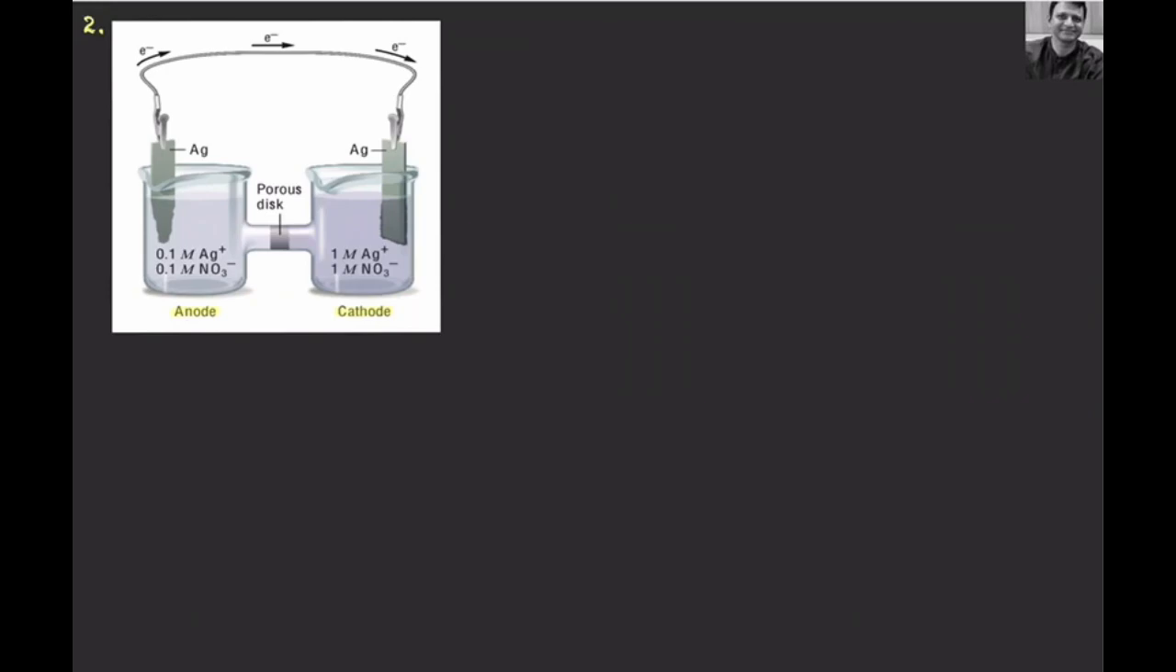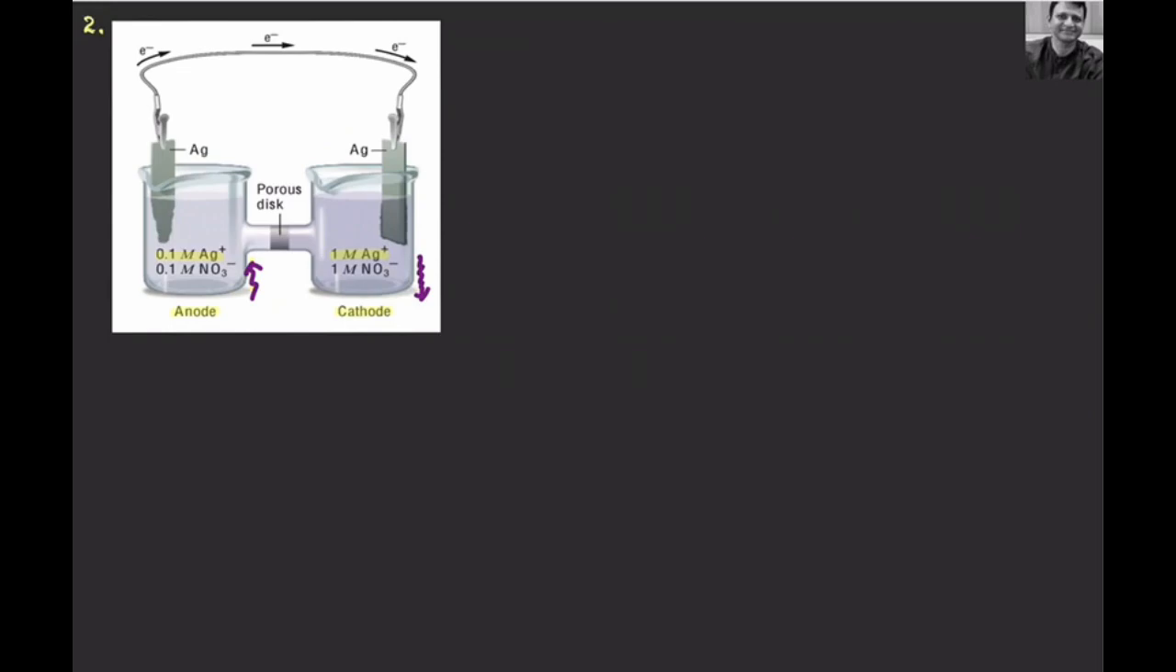The concentration of Ag plus ion on the left hand side is 0.1 molar, and the concentration of Ag plus in cathodic compartment is 1 molar. So again here we can say that the purpose of a concentration cell is to make the concentration of Ag plus ion in both the compartments equal. So when the cell will work, the concentration of Ag plus ion in anodic compartment will increase with time, and the concentration of Ag plus ion in cathodic compartment will decrease with time. Then only they will become equal.